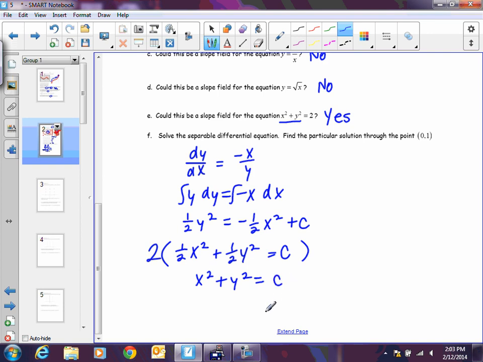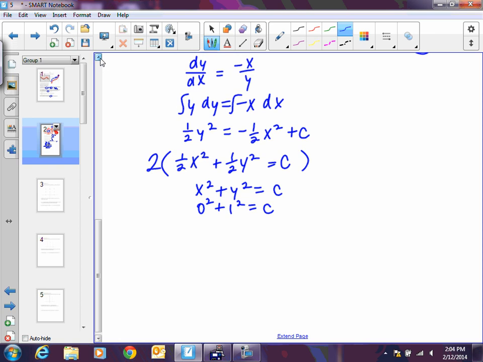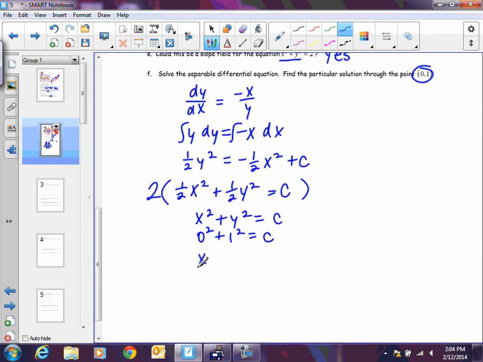I'm still going to write c. It changed values, but it's still just representing some unknown number. It's not like we'll solve for it here in just a minute. It's more confusing if you try to do 2c here. So if I wanted to now use my initial condition, I would do 0 squared plus 1 squared. This is just like what we did before. So c would equal 1. So then that would give me my x squared plus y squared equals 1.